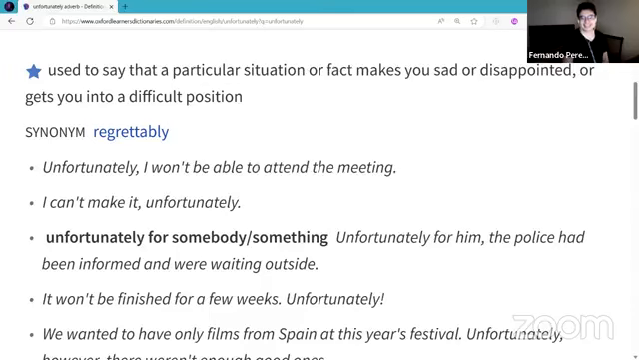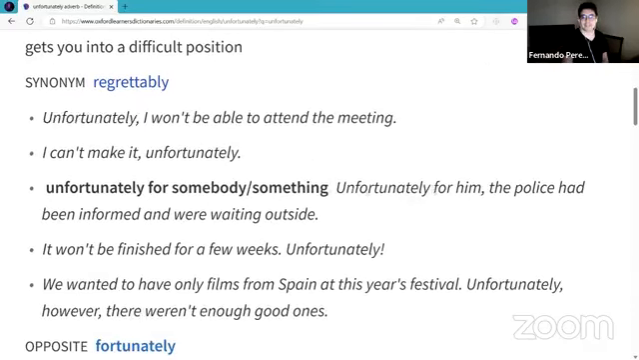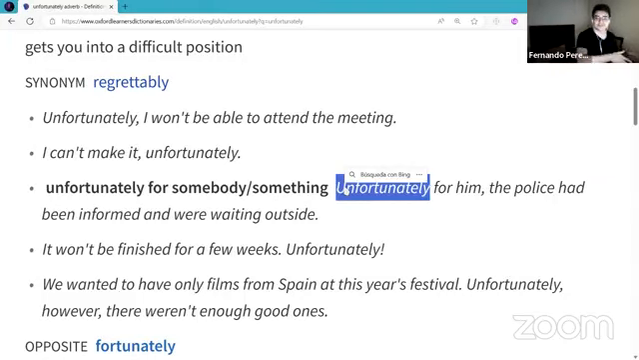So technically, you need to use it as an introductory adverb, which we are going to see in the future. In the future, we're going to see some adverbs that are not used to describe a verb. We use it as an introduction, right? So try to make an example.